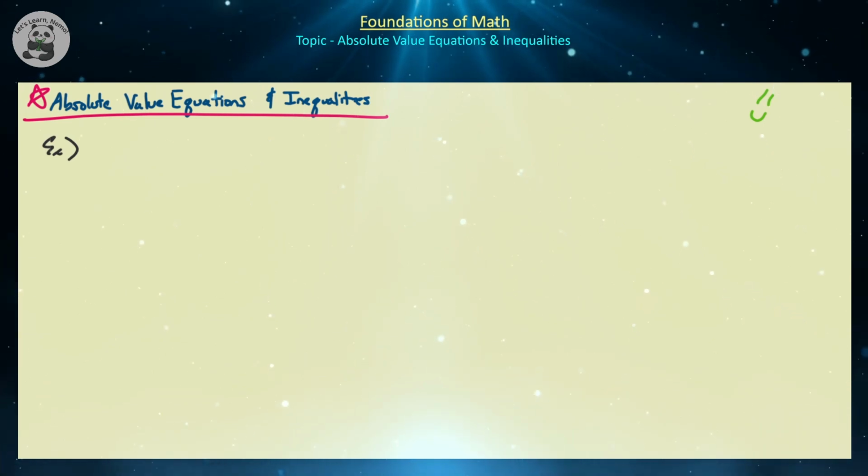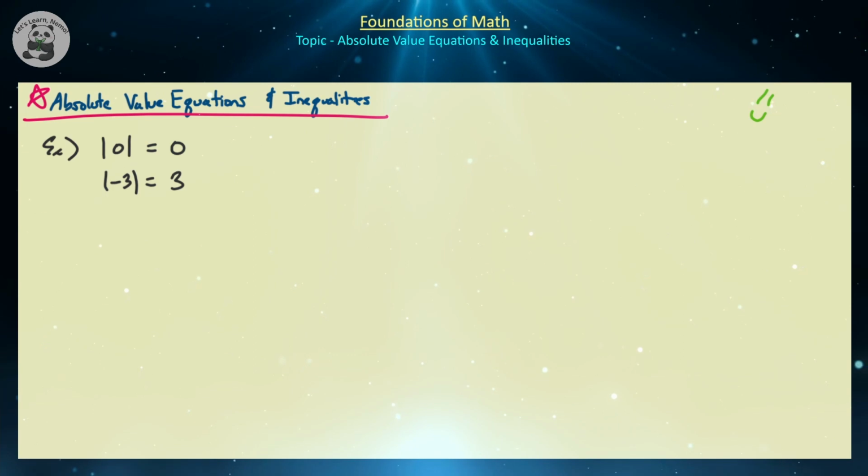For example, if somebody says the absolute value of 0, you would say that's equal to 0. In some sense, you can say that 0 does not have any distance from itself. Similarly, the absolute value of negative 3 will be equal to 3, which can be interpreted as, okay, you are 3 units away from 0 on the real line. Similarly, the absolute value of 5 will be equal to 5 because it's 5 units to the right of 0.